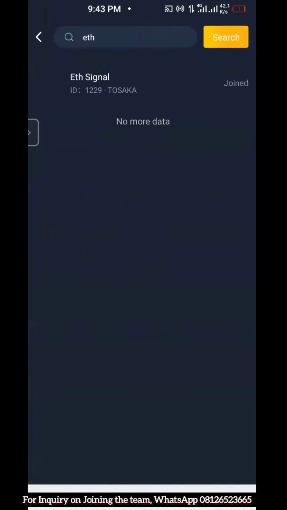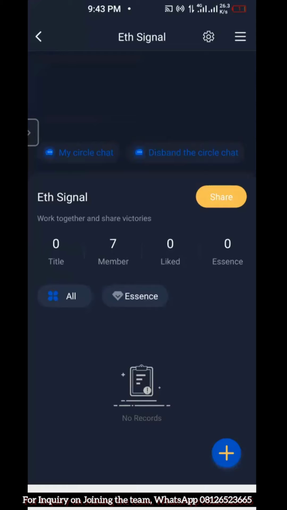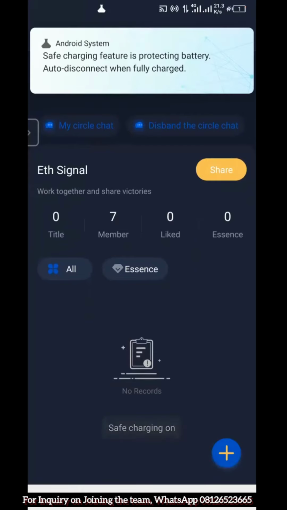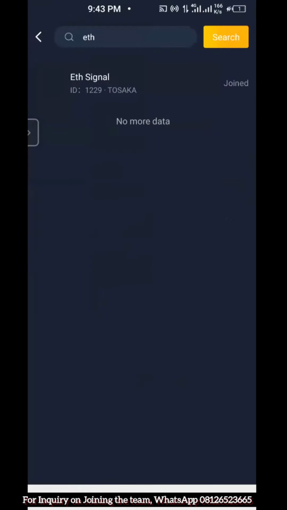So this is my own circle called Eat Signals. I just started it. I'm not doing anything with it though. Eat Signals. So you click on it. It has 7 members. The first thing you do is to join the circle. So once you join the circle, you can now sync your trade. Let me use somebody else's.